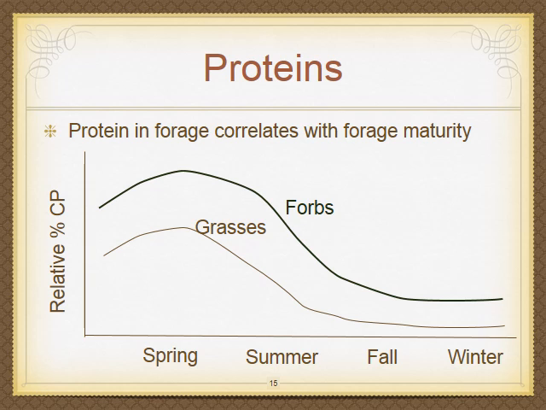So ultimately, the nutrient composition, the protein, are going to change, and you need to determine what plants are on your piece of property or on the landscape, and what they will supply to your animals throughout the year.